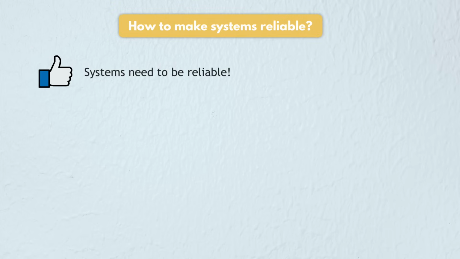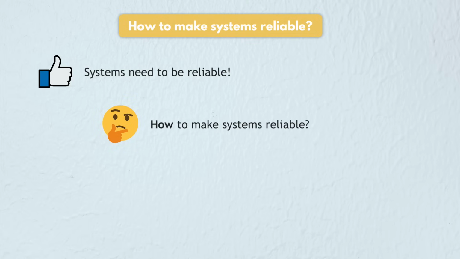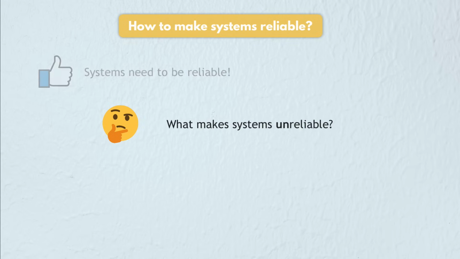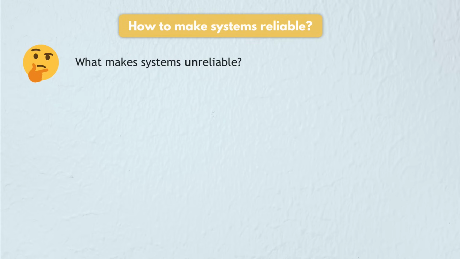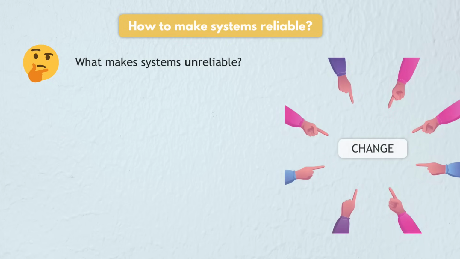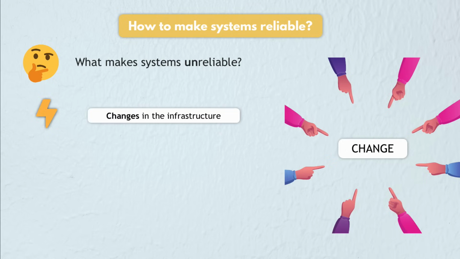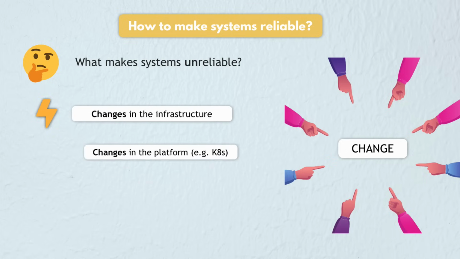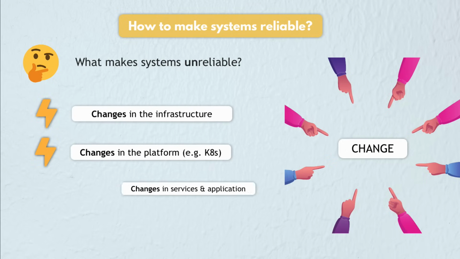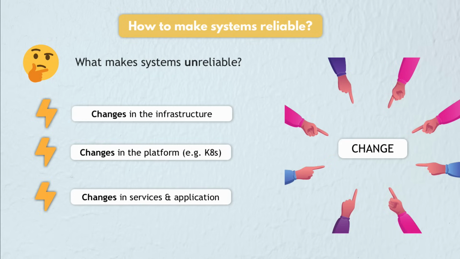Okay, so we understood that systems need to be reliable. But how do we make a system reliable? Or, asked differently, what makes a system unreliable? What affects its reliability? Well, the main cause of a system becoming unreliable is when you make changes to your system, like change something in the infrastructure, the platform where the application is running, the application itself and its services, and so on. And this may cause a disruption and break something in the whole setup.